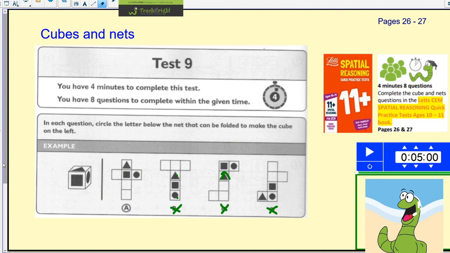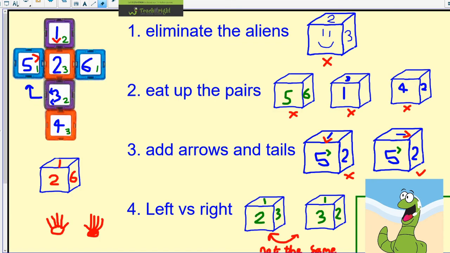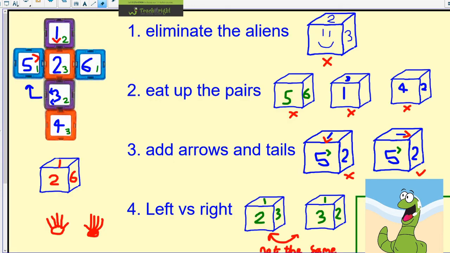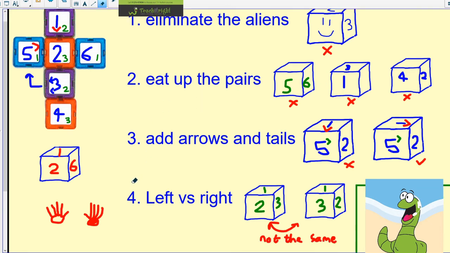But again, you can apply the same rules. You're just much more focused, and it's much more likely of these to be points 3 and 4 on our scale. So if we look here, with this style of question, it's much more likely to be arrows and tails and left versus right, because they only give you 3 sides to consider. They're not going to have eliminating aliens appear at all often, and in fact the pairs are less common as well.